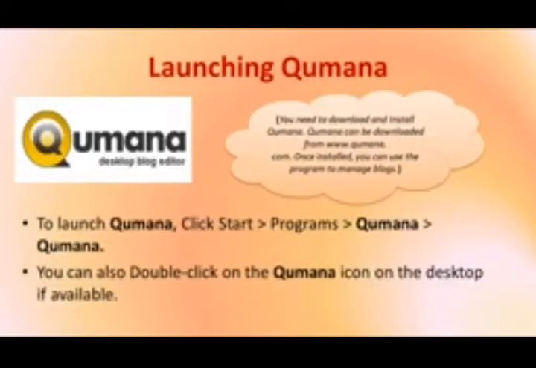Now we'll see how we can work with Kumana. We can download it from the website that is given here, www.kumana.com. After installation, we can open it using any of the two ways that are specified there on the screen. So first is to click on the start button, then all programs and then select Kumana. Or second is to double click on its icon that is displayed on the desktop after installation is complete.